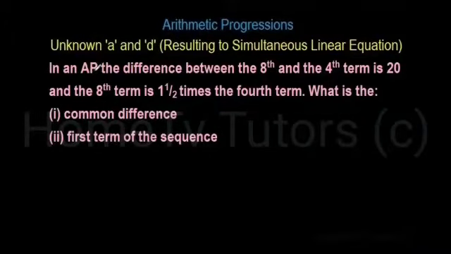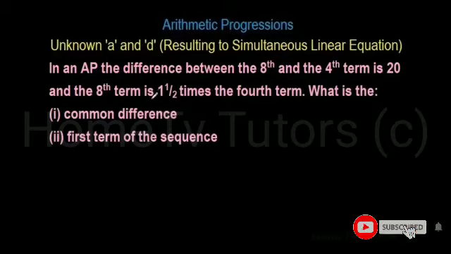Let us now solve another example. In an AP, the difference between the 8th term and the 4th term is 20, and the 8th term is 1.5 times the 4th term. What is the common difference and first term of the sequence?